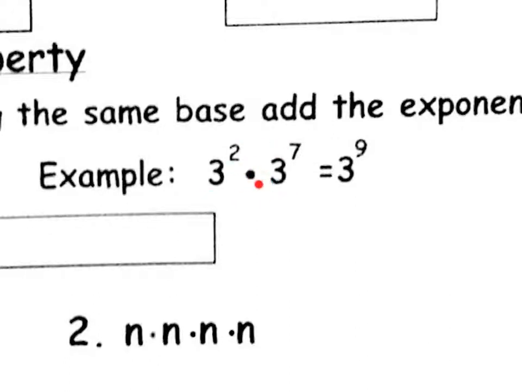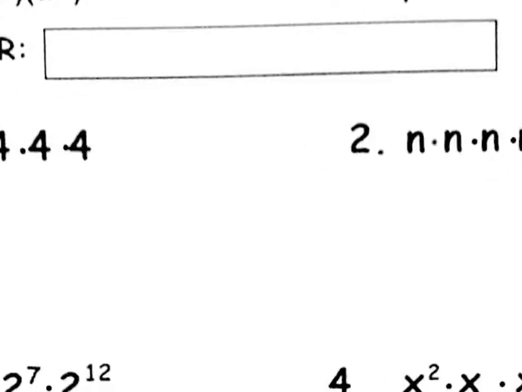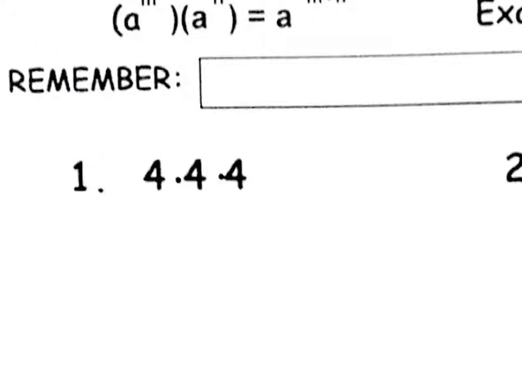Well, in multiplication, the product of powers property says that when multiplying things of the same base, you add the exponents. So you can see here how the exponents just get simply added. And so instead of 3 to the second and 3 to the seventh, you now have 3 to the ninth power. So how that looks in an actual problem, we go over here to number 1.